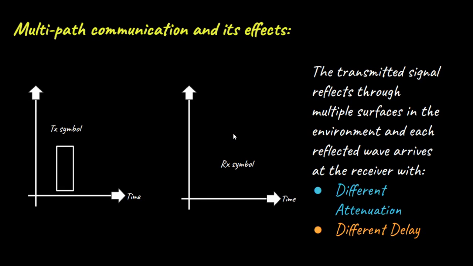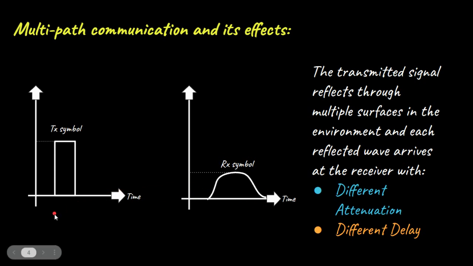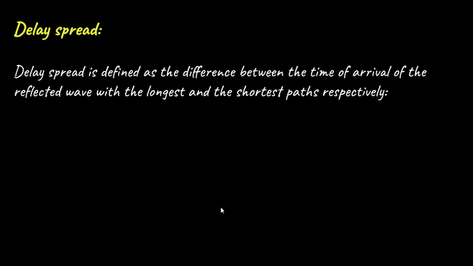As a result of combining of multiple attenuated and delayed copies of the transmitted signal at the receiver, the signal at the receiving end looks something like this. This apparent spreading of the transmitted signal in the time domain due to multipath reflections is characterized by a term called delay spread. Delay spread is defined as the difference between the time of arrival of the reflected wave with the longest and the shortest path, respectively. So, delay spread gives us an idea of how much our signal spreads in the time domain.